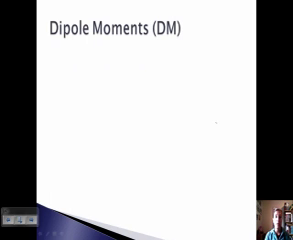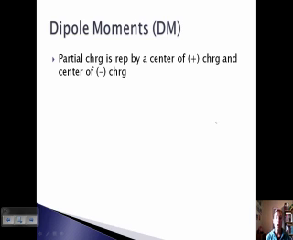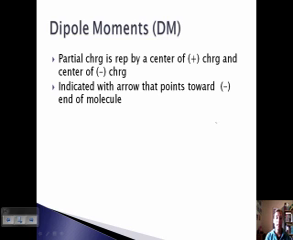So a dipole moment, which we're going to abbreviate with a DM, is a partial charge, and it's represented by a center of positive charge and a center of negative charge. Within our polar covalent bond, we said electrons weren't shared equally. So that means that electrons are going to spend more time on one end of the bond than they are on the other. That spot where they spend more time is going to be negatively charged because electrons are negative. And then that other end is going to be positively charged. We indicate this dipole moment with an arrow that points toward the negative end of the molecule. So we're drawing where the electrons are going to be located most of the time.